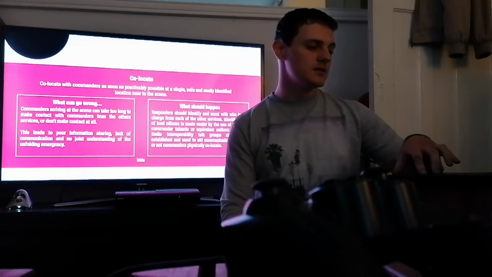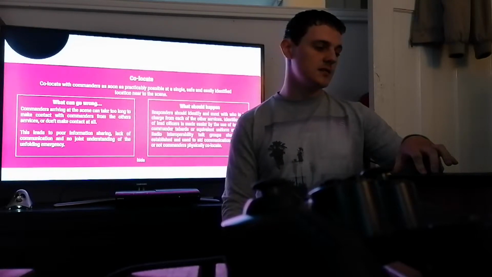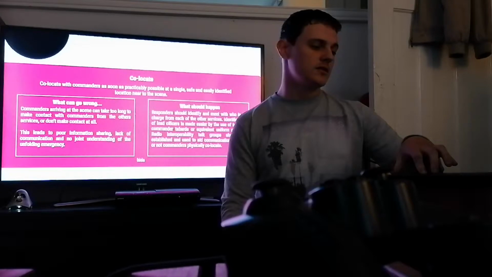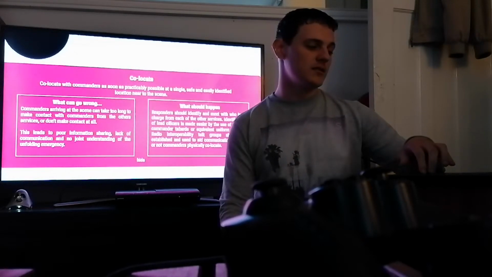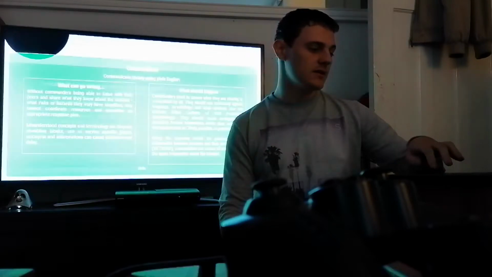What should happen is responders should identify and meet with who is in charge from each of the other services. Identification of lead officers is made easier by the use of incident commanders' tabards or equivalent uniform marking. Radio interoperability talk groups should be established and used to aid communication, whether or not commanders can physically co-locate.